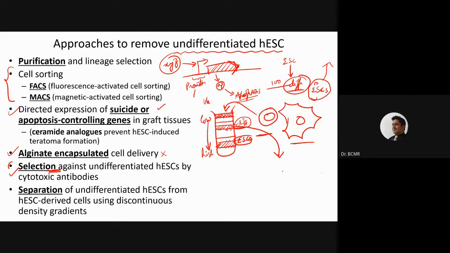So what I will do right now is focus on cell sorting. This technique is amazing. Since the time I learned it, it has been very fascinating to learn about it.